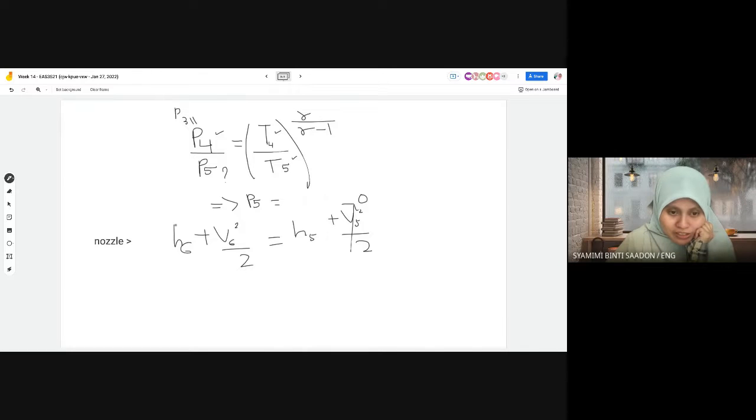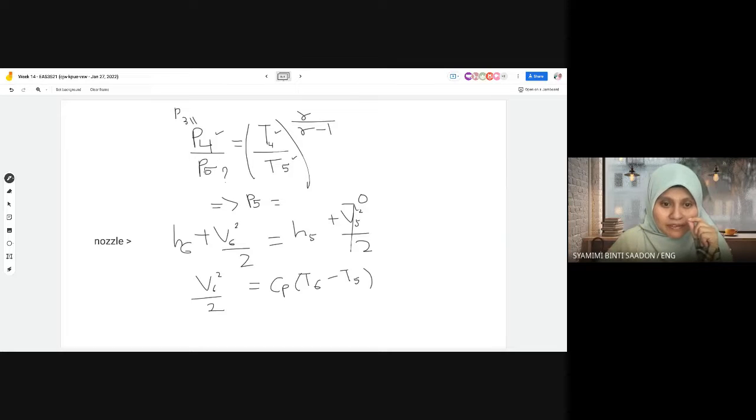H6, using the temperature. V6 square over 2 equals H5 minus H6. So H6 minus H5, if we turn it around, is T6 minus T5. We already have T5 just now. And T6 you have to use the same one, T6 is also the same as this.